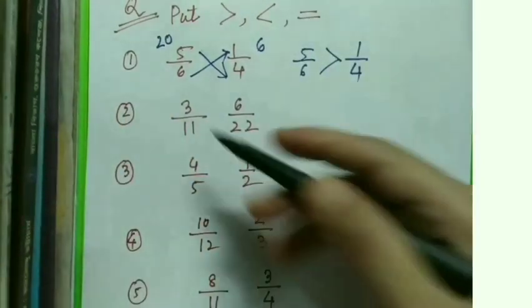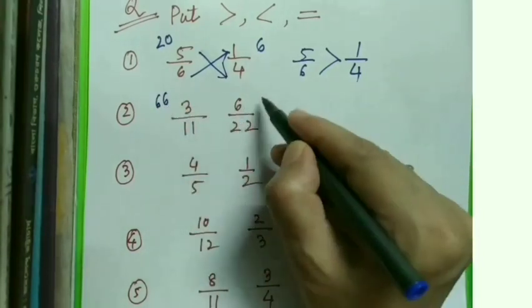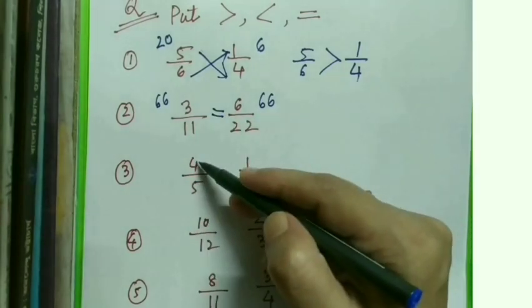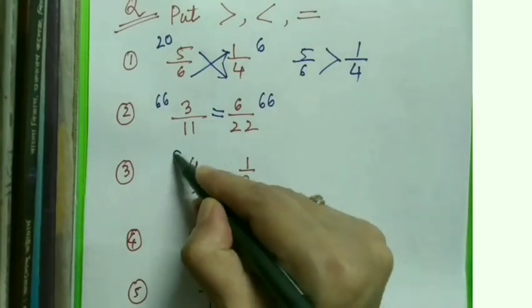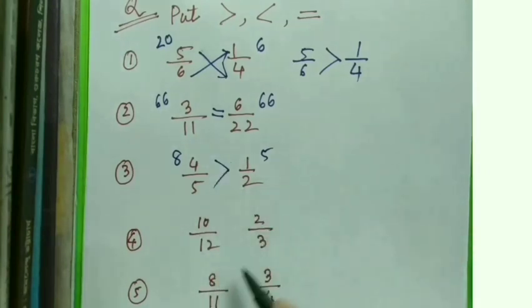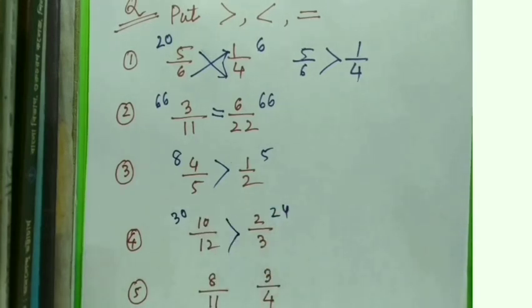Now I will do one by one like this. 3 22s are how much? 66. 11 6s are 66. So I will put equal here, and here I am starting again with the numerator. 4 2s are how much? 8. 5 1s are 5. Which one is greater? 8 is greater, so this one is greater. 10 3s are 30. 12 2s are 24. Which one is greater? 30 is greater. That means this fraction is greater. 8 4s are 32. 11 3s are 33. Which one is greater? 33 is greater than 32. So this one is greater.